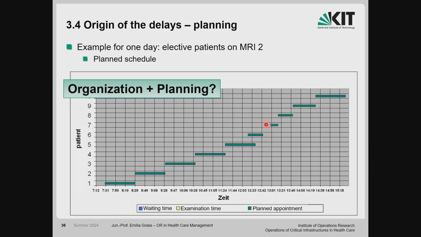Exactly. Who knows why they used a gap there? So they also couldn't answer that. So there's a clear gap also, where the MRI is idle, and no patient is assigned to it.